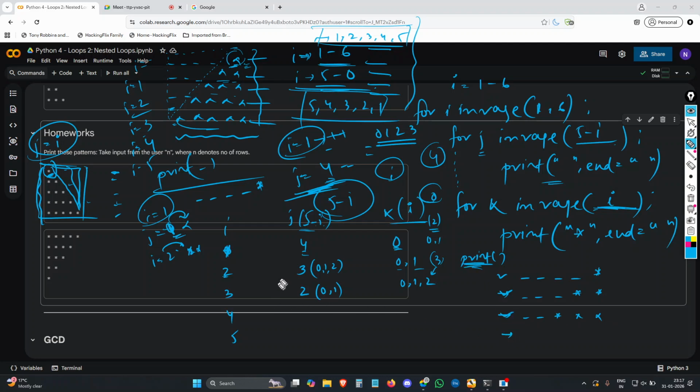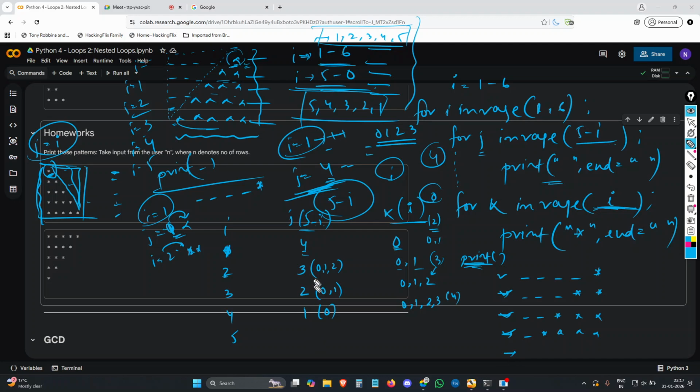A new line will start. Now 5 minus I, which is 1. So 0, right? And this one will become 4: 0, 1, 2, 3. So 1 space and 3 stars. Then this iteration is done.